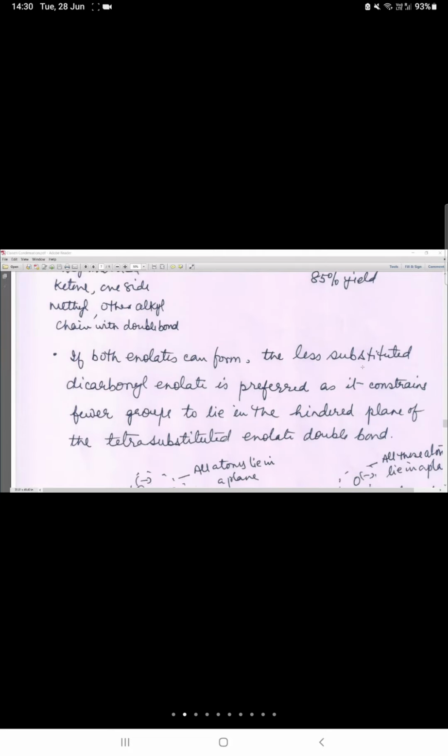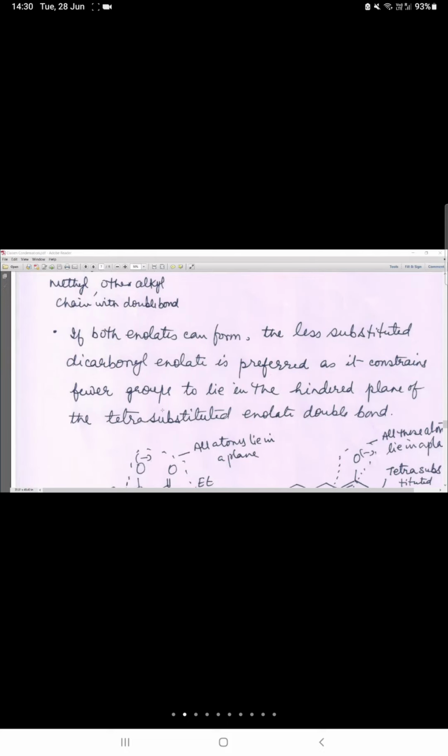Remember, if both enolates can form, so the less substituted, this is what I told you, dicarbonyl enolate is preferred as it contains fewer groups to lie in the hindered plane of tetra substituted enolate double bond. क्या आया आपका? देखिए अब क्या हो रहा है, ये सारे एटम्स एक प्लेन में आ जाएंगे. फाइन. तो दैट्स व्हाई ये आपका टेट्रा सब्स्टिट्यूटेड डबल बॉन्ड यहां पर आ गया.